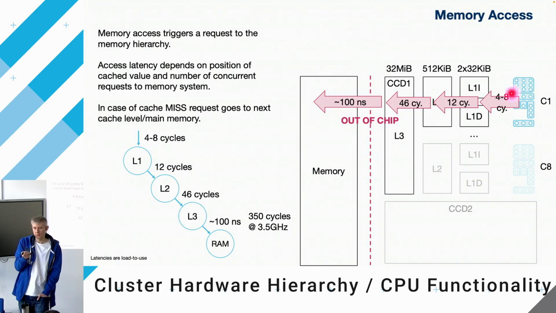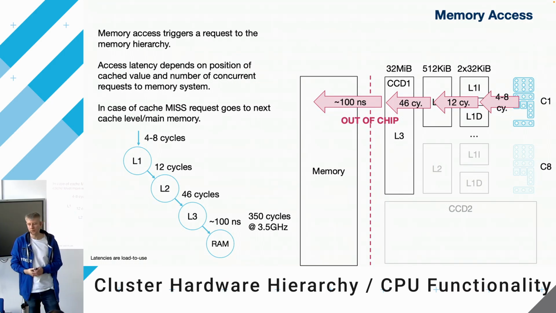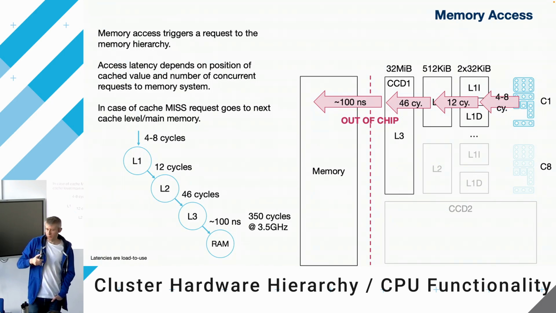And in this time, basically the instruction is stalling the CPU, if there are no other instructions that can be executed at the same time with out of order execution and so on. But we need this value for our calculation, and the CPU has to wait. Therefore, if we can make better use of our cache hierarchy, then we don't have to wait and can better utilize our CPU.